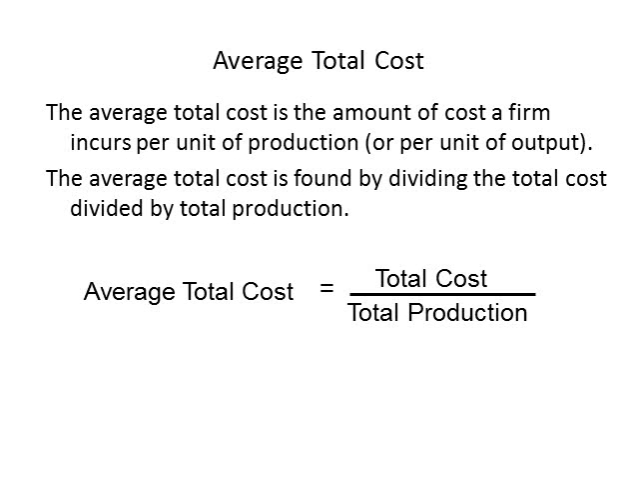The definition of average total cost is the cost that the firm incurs per unit of product or per unit of output. The average total cost is really the cost of producing a single unit of the good or service that the firm makes or sells. Average total cost is found by dividing the total cost by the total production of the good made by the firm. Specifically, the formula is total cost divided by total production.